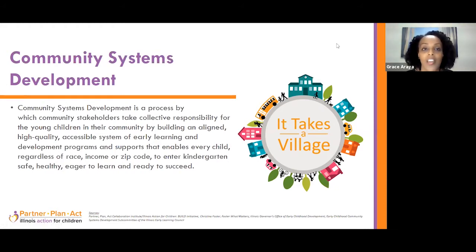The way we define community systems development is a process by which community stakeholders take collective responsibility for the young children in their community by building an aligned, high quality, accessible system of early learning and development programs and supports that enables every child, regardless of race, income, zip code, to enter kindergarten safe, healthy, eager to learn, and ready to succeed. I know it's quite a mouthful, but we want to make sure we really got it all in terms of what we mean by community systems development.